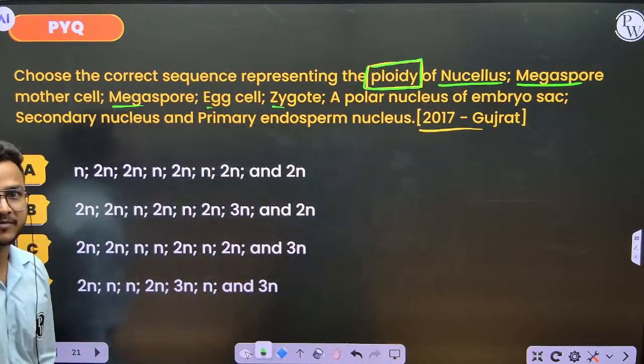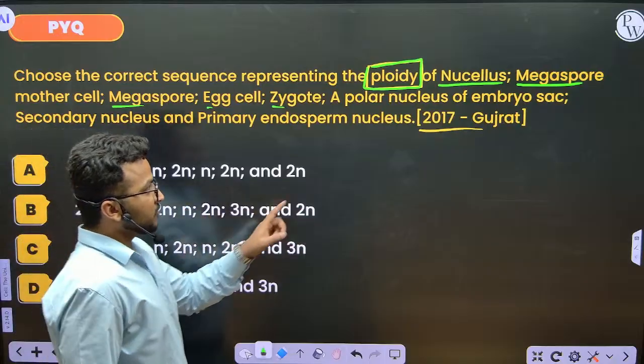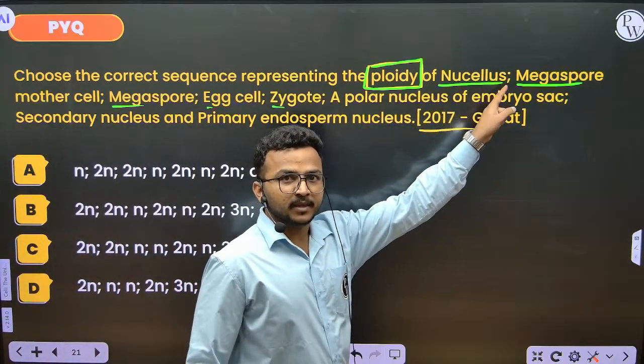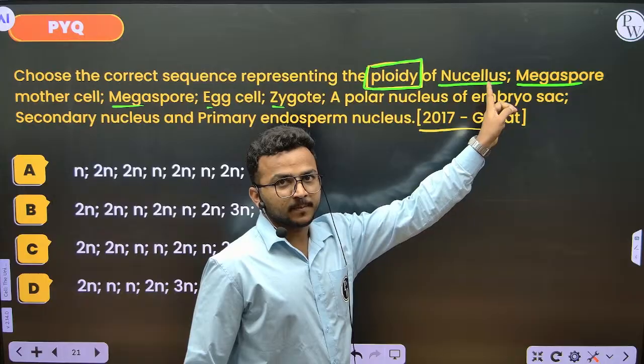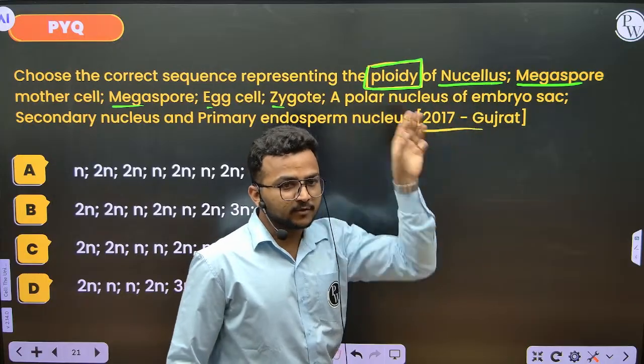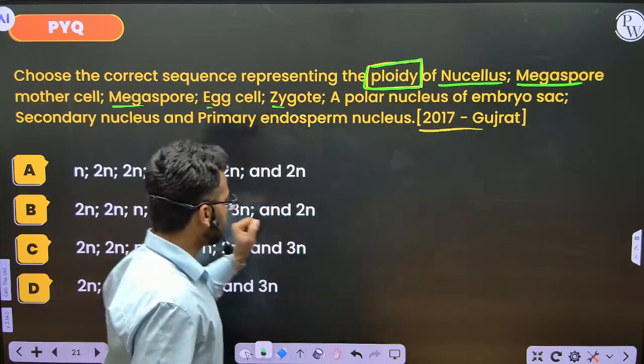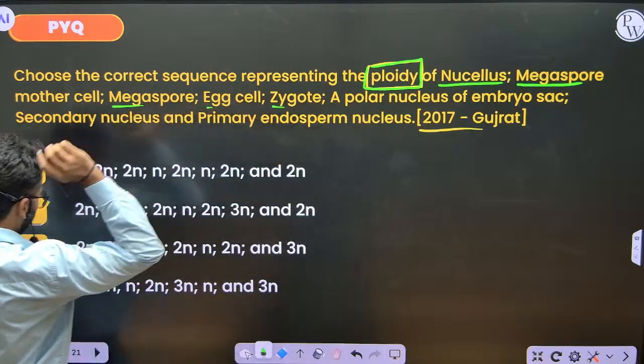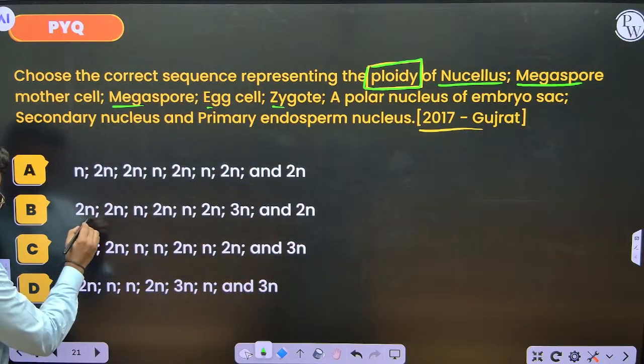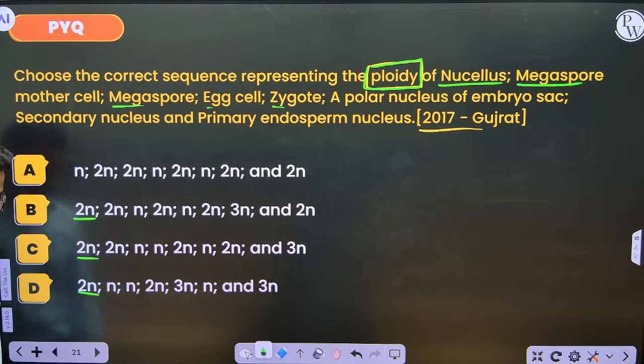Ploidy means the set of chromosomes in a cell. So the nucellus is here. Nucellus means the surrounding cells there. That nucellus tissue will be in a diploid condition. So in this, three are diploid.